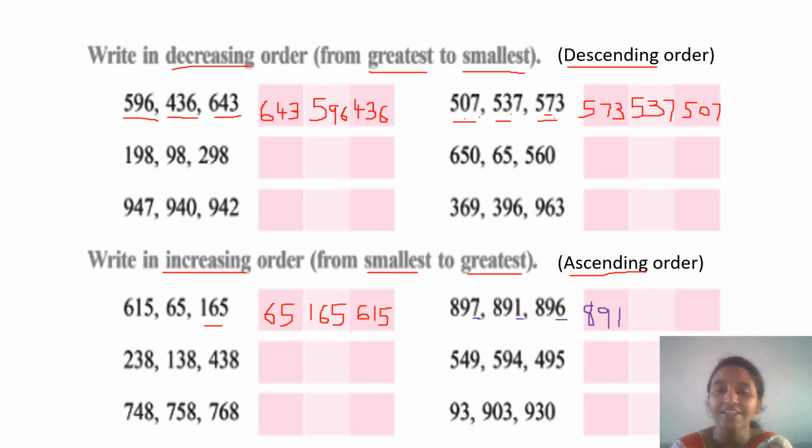Next, after writing 891, what are the remaining? 6 and 7. Which is smaller, 6 or 7? 6, right? So 896 will be my next smallest number. And now what is my greatest number? 897. You have to write that. Remaining 4 sums you have to write as your homework and submit.